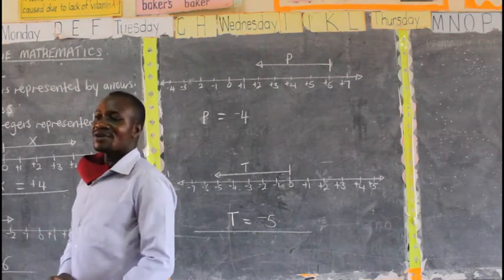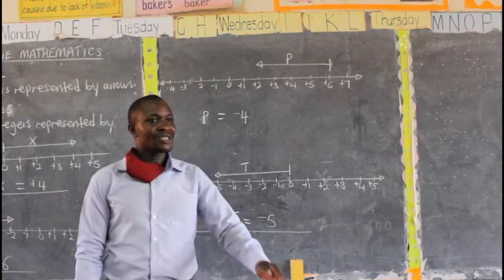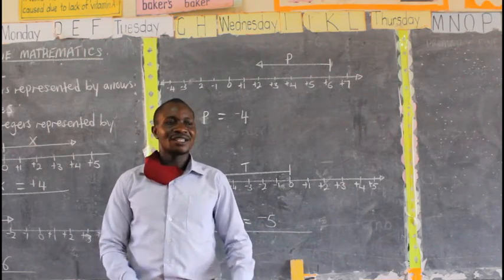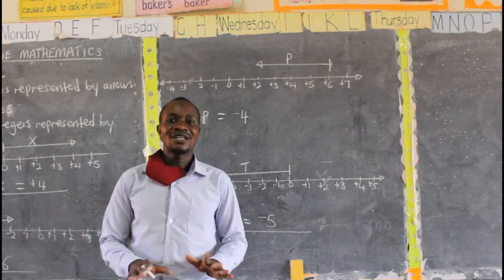Then we say that what determines a positive or negative is the direction it is taking. Once the arrow is pointing in a negative direction, it qualifies to be a negative. If it is pointing in a positive direction, however much in the side of negatives, it becomes a positive.